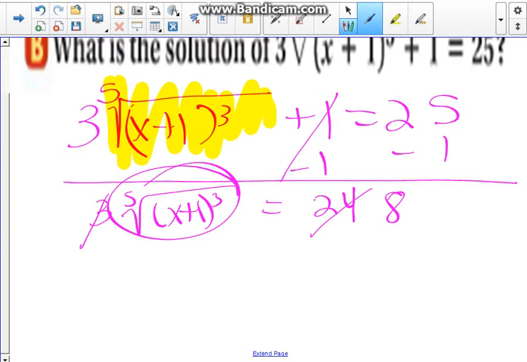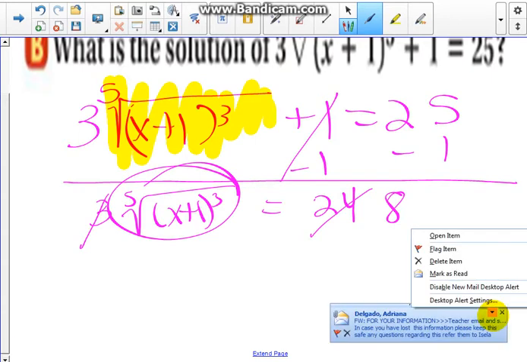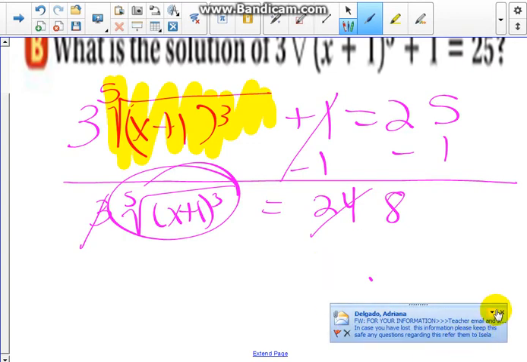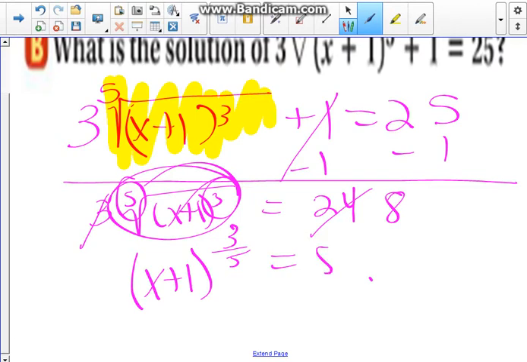So now I have this term right here that I can rewrite as a fractional power. So it's going to be x plus 1, and remember, that's the denominator, that's the numerator. So 3/5 power equal 8.